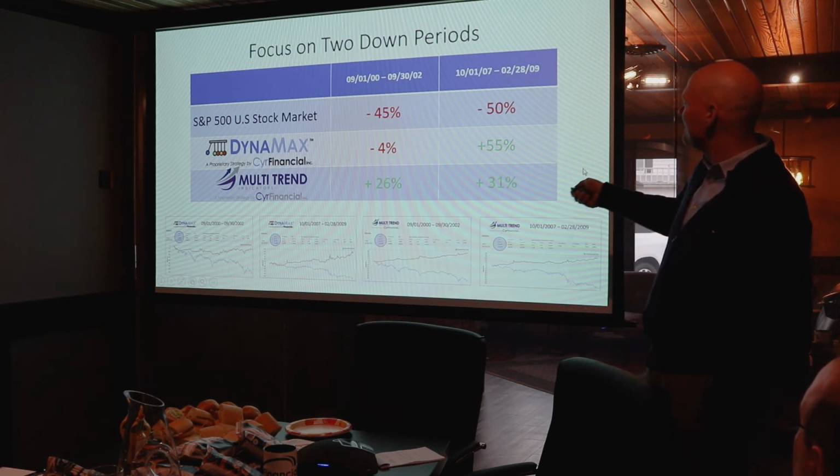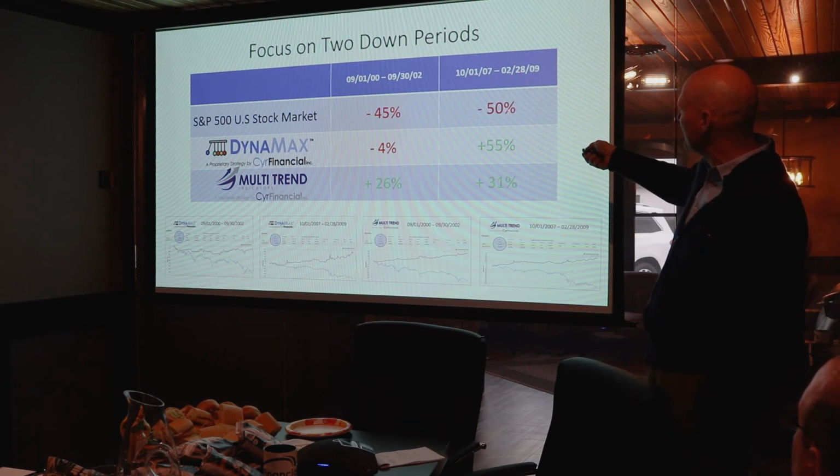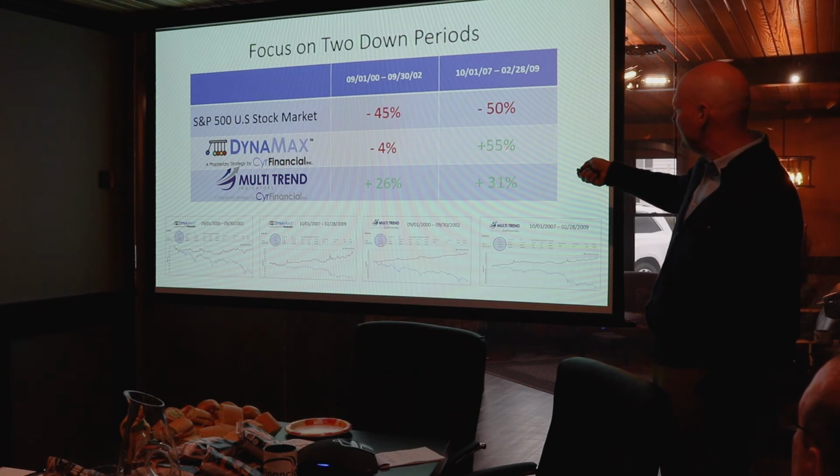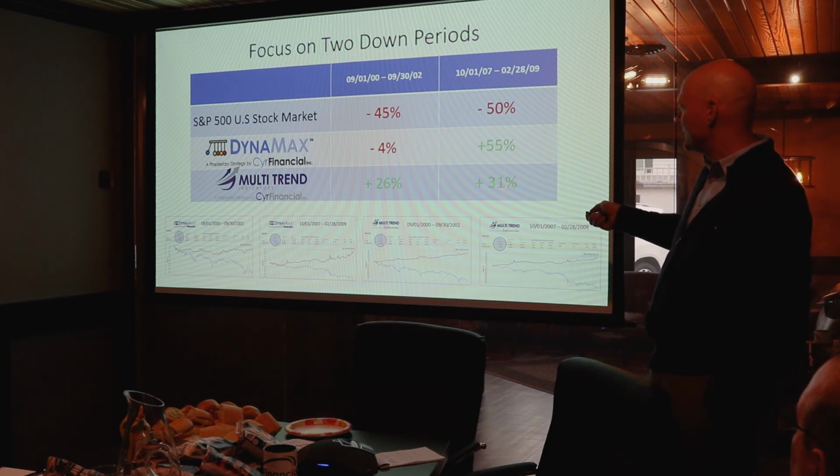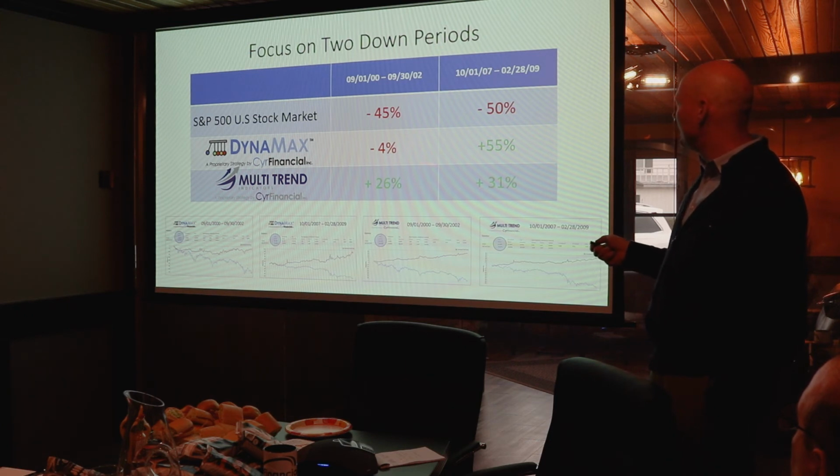Okay, and then the Dynamax in the second drawdown period, when the market went down 50%, went up 55%. And the multi-trend, which is another indicator, another strategy we use, went up 26%, 31%. So what's the point of this chart? Well, these are really good, amazing returns in a time period when the stock market just absolutely got killed.